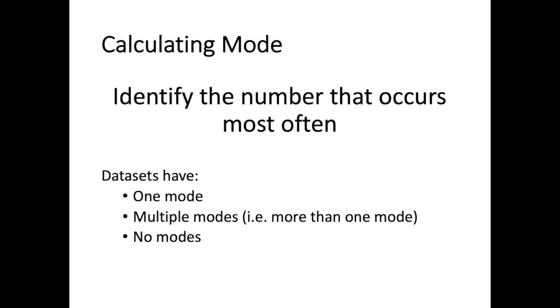So those are some examples of how we calculate our measures of central tendency: our mean, our median, and our mode. And we use those calculations to help us find the center of our data set.